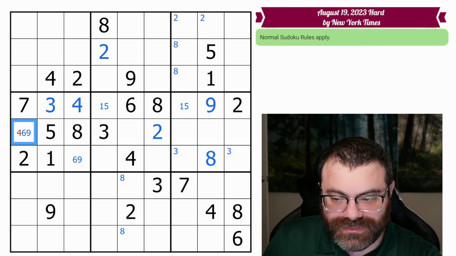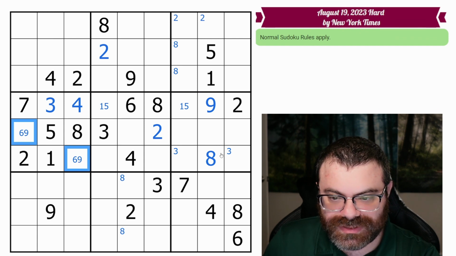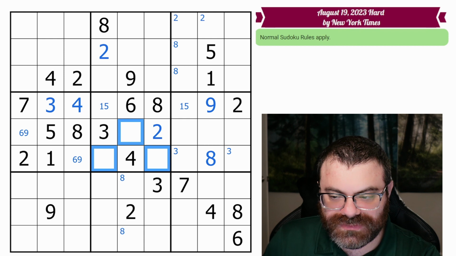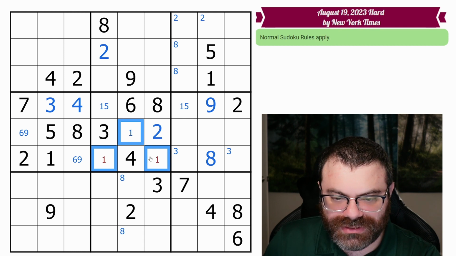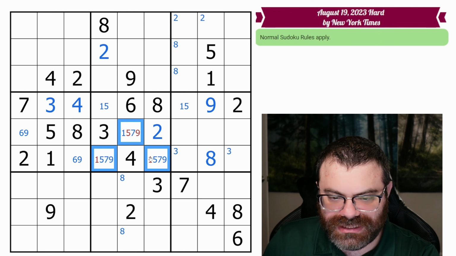Left with a 1, 5 pair here. This is not 4. We're left with a 6, 9 pair. That's nice. How about these 4 digits now? I'm just going to fill them. We need a 1, 5, and 7, and 9.